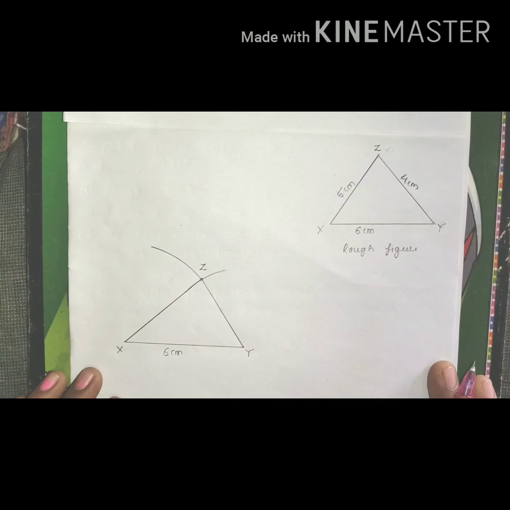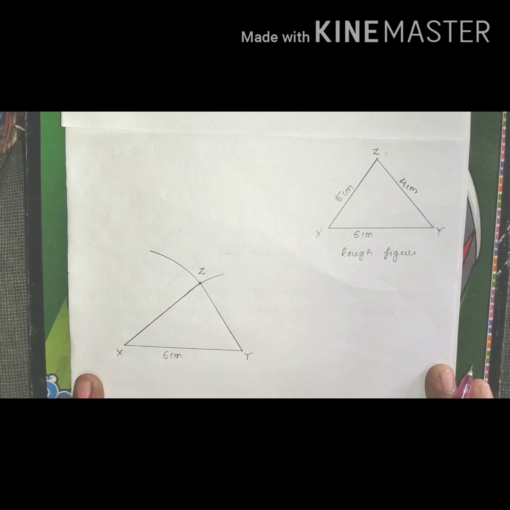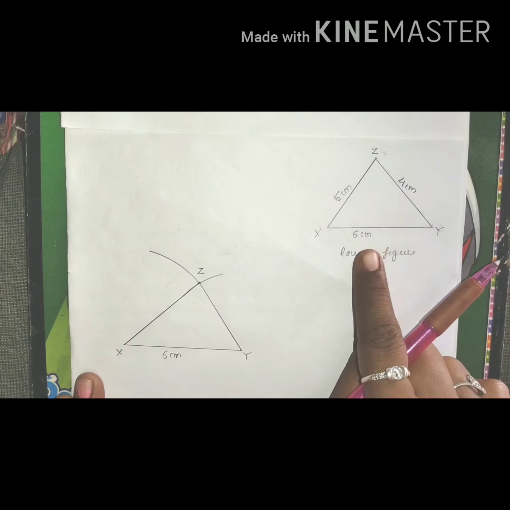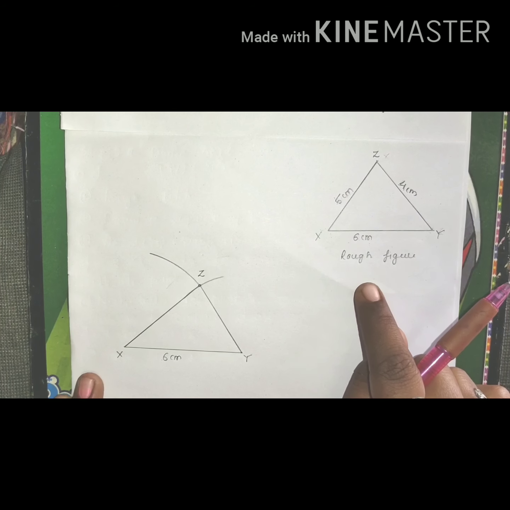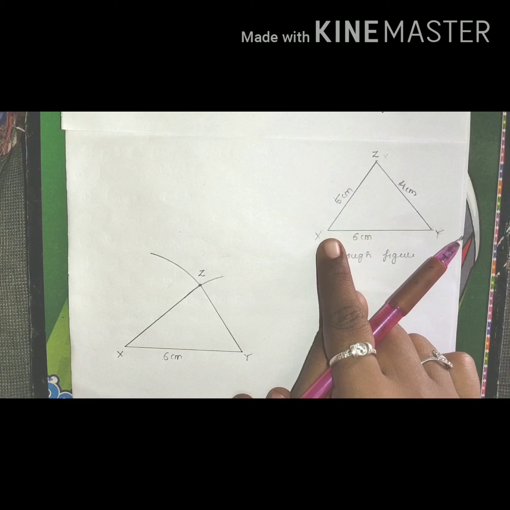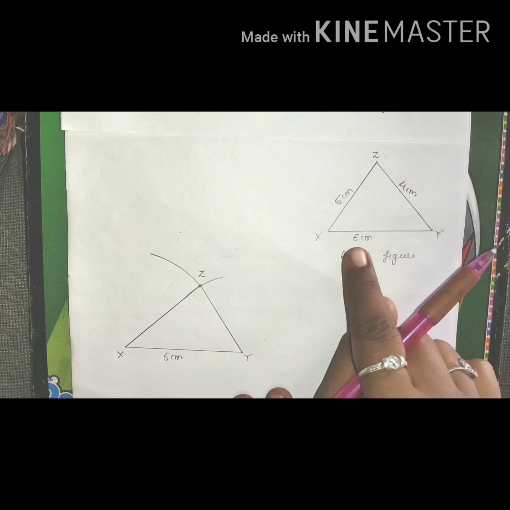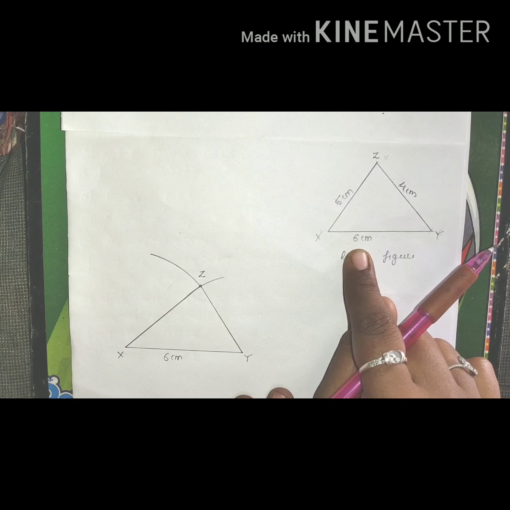While constructing a triangle, the first necessary step is to draw a rough figure. Every time we have to draw the rough figure. Then the second step, draw a base XY of length 6 centimeter.